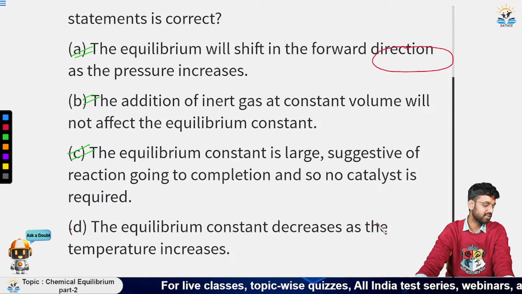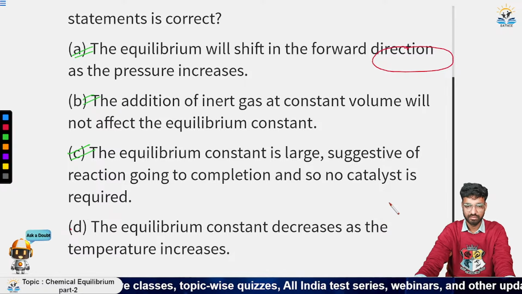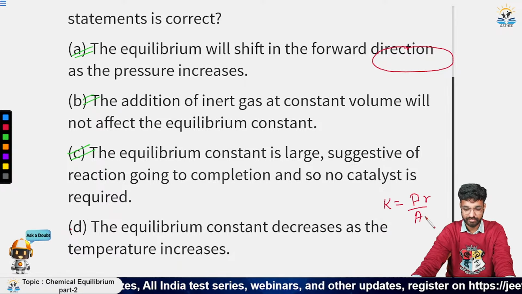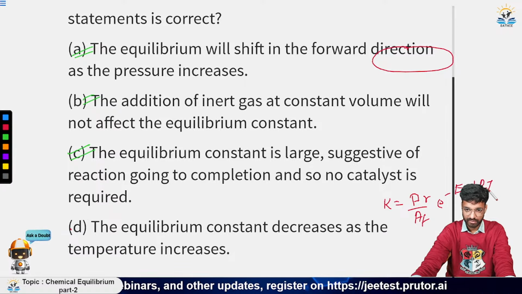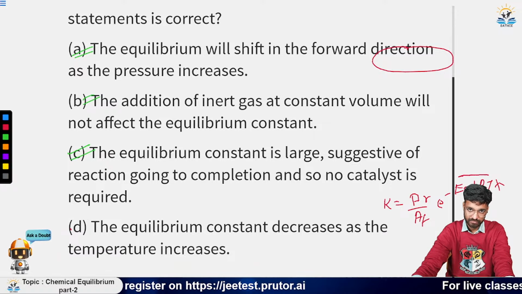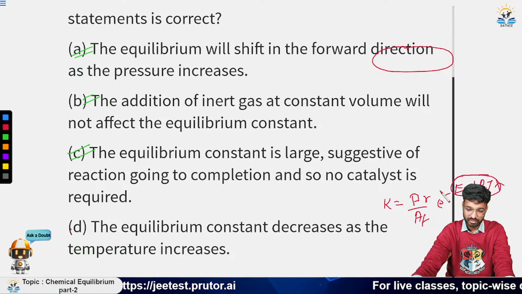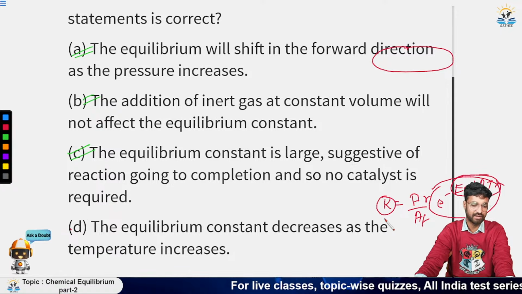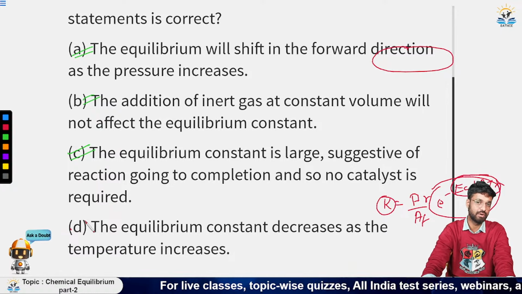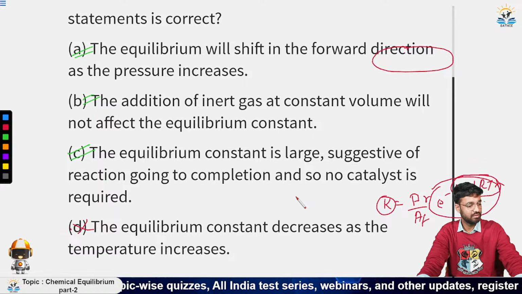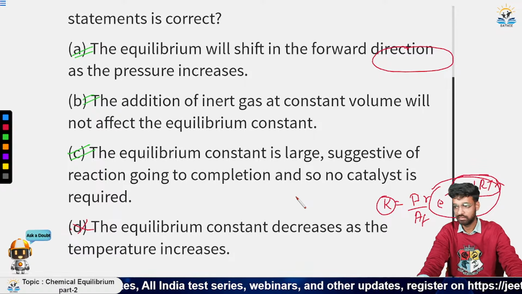We do know the relation between the rate constant and temperature. It says K is equal to A e to the power minus Ea by RT. So if we increase the temperature, this exponent term will get reduced and the whole term will increase. So we'll get a greater value of K. So this is wrong. Okay, so A, B, and C are correct. Let us move to another question.